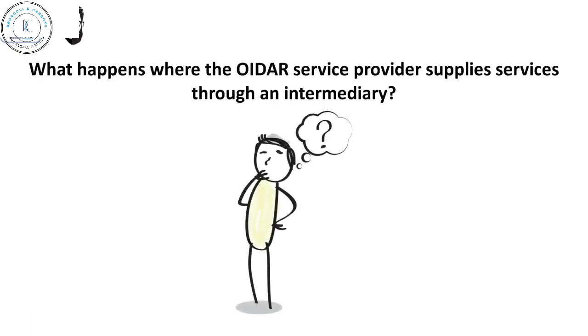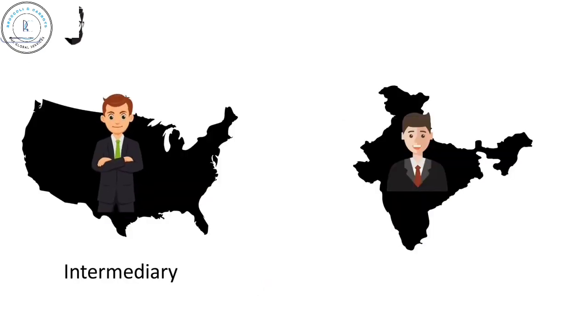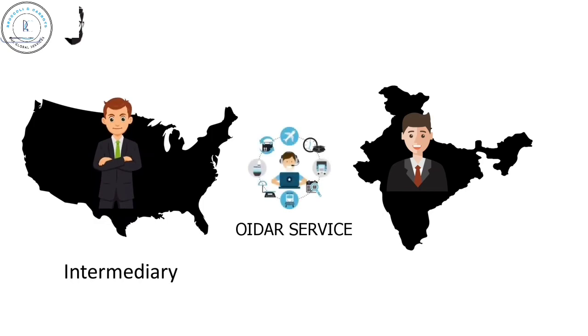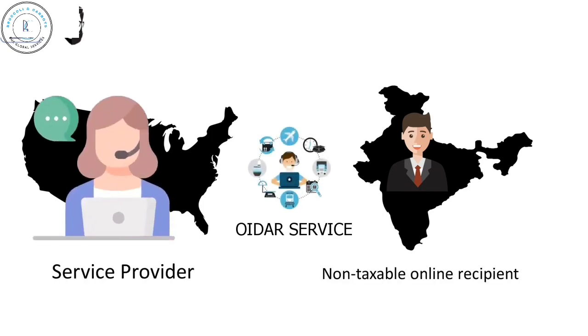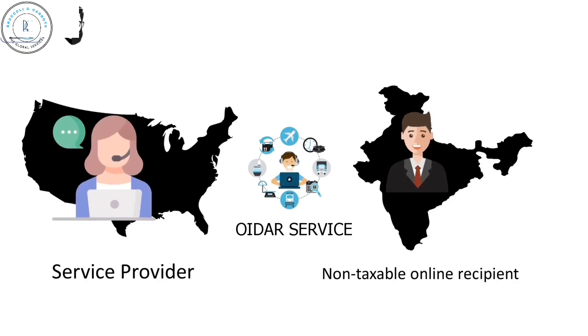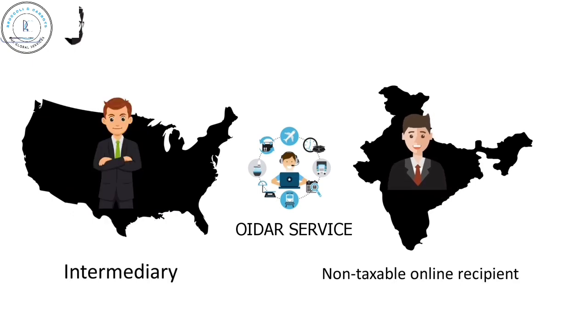What happens where the OIDAR service provider supplies services through an intermediary? If an intermediary located outside India arranges or facilitates the supply of OIDAR services from the service provider to the non-taxable online recipient, then the intermediary will be deemed to be the recipient of such services. But if the intermediary satisfies the following conditions, then it will not be considered as a recipient. A.